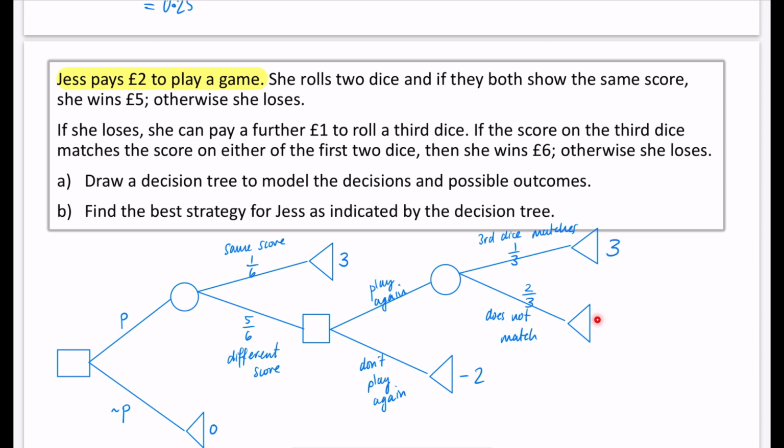And if she's in this very unlucky situation here, she's played for £2, she's played again for £1, and she's won nothing at all. So she's actually lost £3 in both of those cases.